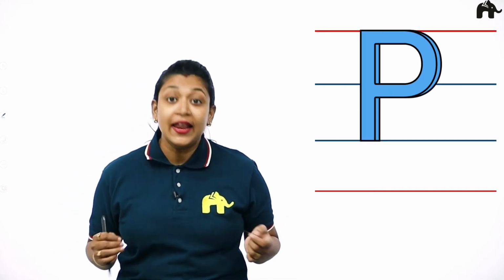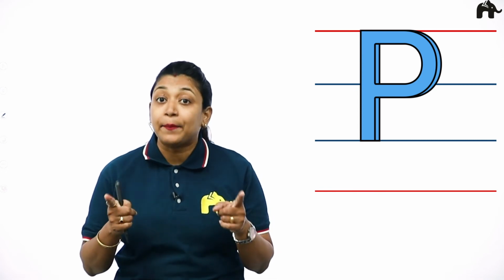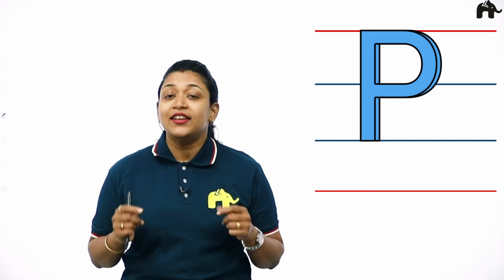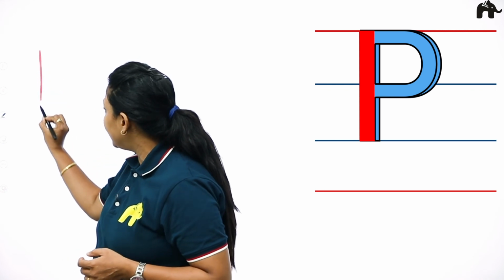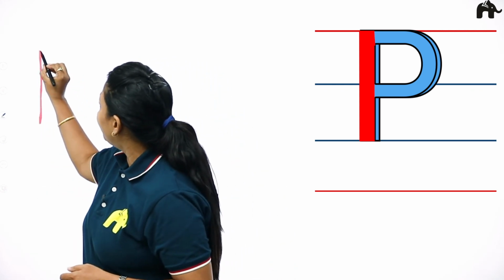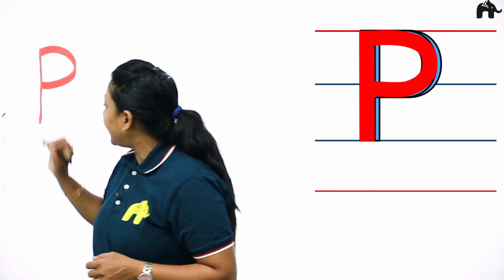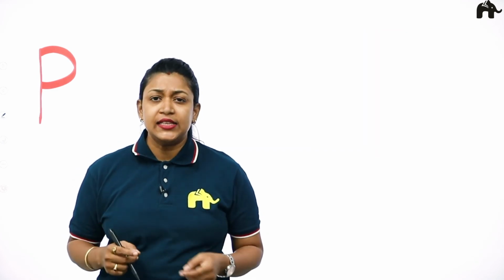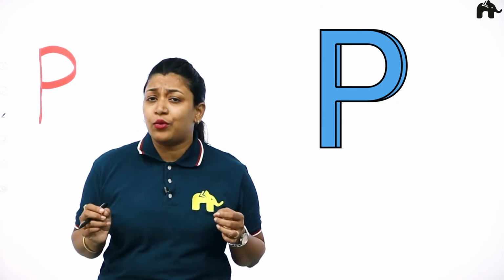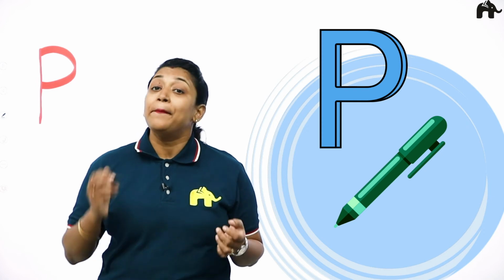Now come to our last letter of today's video. Okay children? That is the letter P. Say everyone, P. All these letters are capital letters, children. Yes, you know that. So now we will write letter P. Draw a standing line. Good. Now from this point we will draw a curve line. So kya banaye? The letter P. And the sound of letter P is P. Yes, it is a quiet sound. P. P for pen.